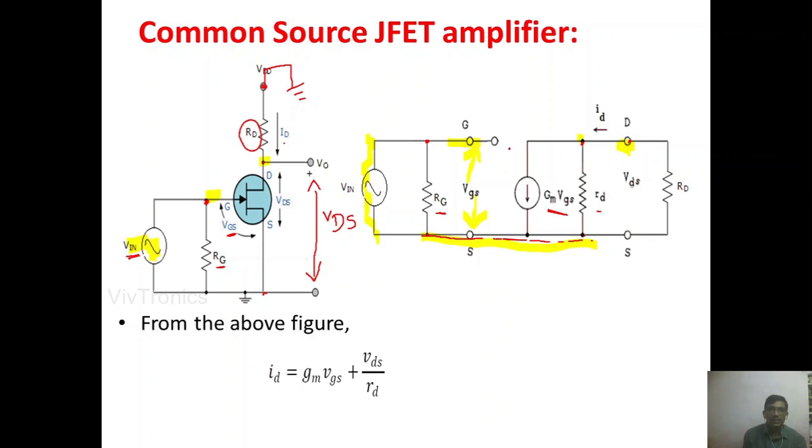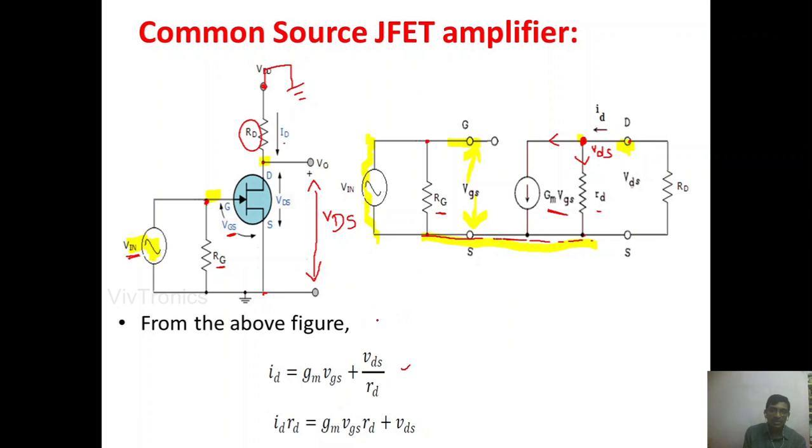Okay, so from the above circuit we can write the drain current equation. ID is equal to what? gmVGS plus VDS by RD. The drain current at this node is splitting into two currents. The total drain current ID is splitting into two currents: one is the gmVGS current, and the other is the current flowing in the RD resistor. The voltage at this node is VDS, so that's why ID is equal to the gmVGS current plus VDS by RD. So like that we have written the ID current equation.